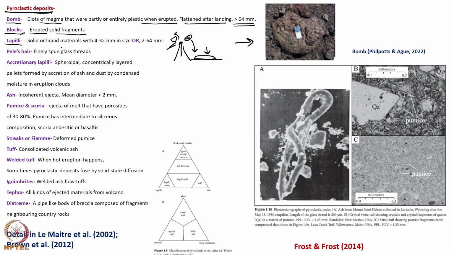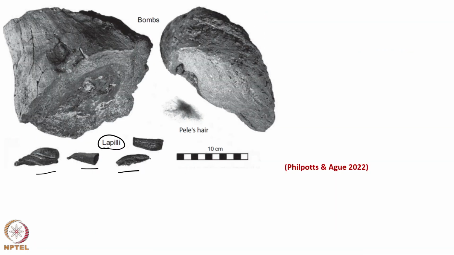What is lapilli? These are the solid or liquid materials within 4 to 32 millimeter in size. The thrown out materials from the magma can have lapilli, which can be solid or liquid materials with 4 to 32 millimeter in size. In some books you will find 2 to 64 millimeter instead of 4 to 32 millimeter, and we can take this one as the better definition. Pele's hair, these are finely spun glass threads. These are the lapilli, these are the bombs, and this is the Pele's hair here.